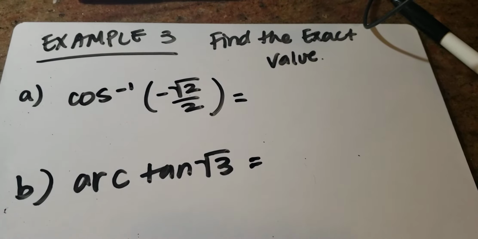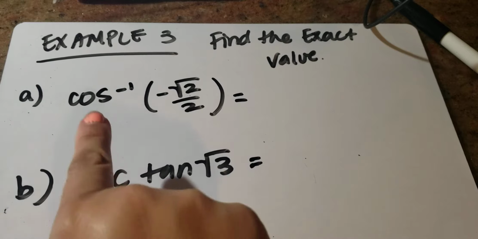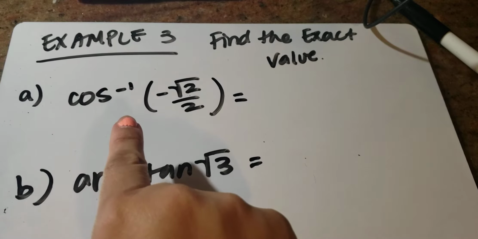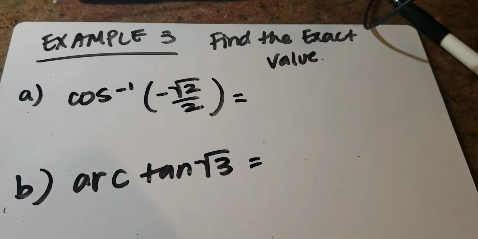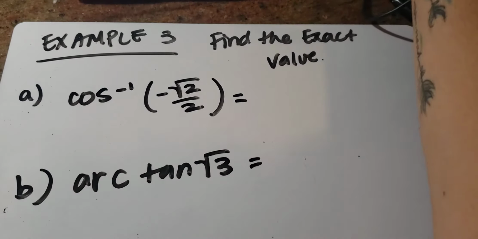Okay, so for example 3, we're going to find the exact value, and the first example that we're going to do is cosine inverse of negative square root of 2 over 2. Okay, so once again, I'm going to show you how to use the unit circle. So remember, okay, so here's kind of a hint, okay?